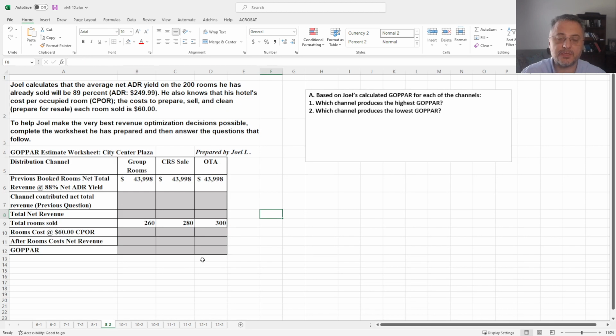Let's look at the second question. Joel calculates that average net ADR yield, following the first question, on the 200 rooms he has already sold will be 89%, as we talked about before: 8% franchisee fee and 3% marketing fee. No matter what you do, you have to pay that. He also knows that his hotel cost per room is $60. Let's calculate highest GOPPAR and lowest GOPPAR. As usual, please stop here, try to do it yourself and come back.